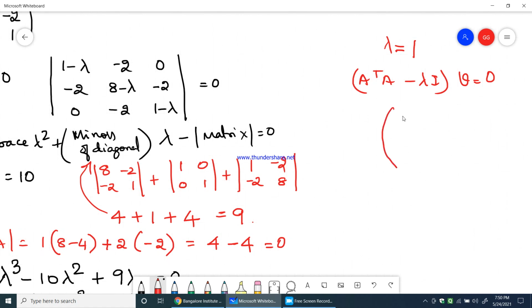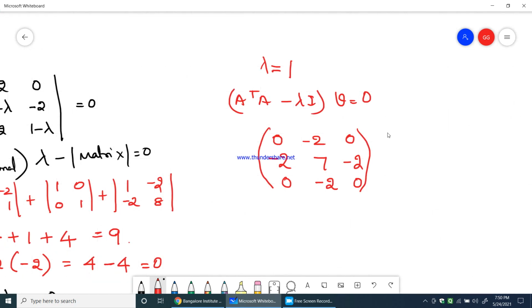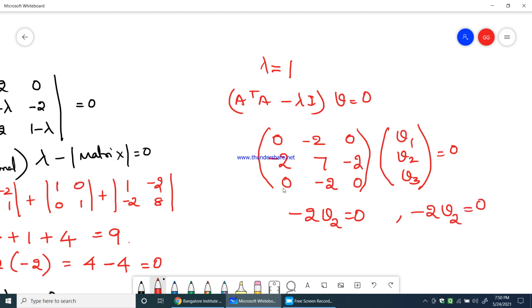Therefore I'll write 0 minus 2 0, minus 2, 8 minus lambda, 8 minus 1 which is 7, minus 2, 0 minus 2, 1 minus 1 again it is 0, into V1, V2, V3 equals 0. Now in the first row we get minus 2 times V2 equals 0, and in the third row also you get minus 2 times V2 equals 0. Whereas the second equation is minus 2 times V1 plus 7 times V2 minus 2 times V3 equals 0.